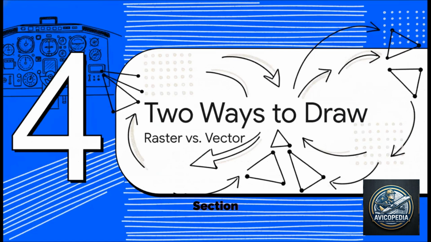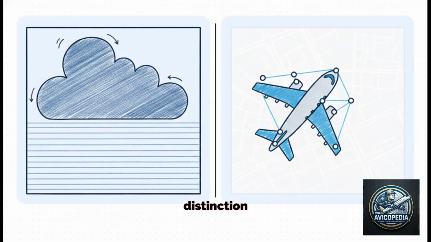Section 4. 2 ways to draw. Raster versus vector. This next distinction is absolutely crucial, especially when looking at how this tech was used in complex systems like aviation equipment. The technique we've been talking about up until now, that left-to-right line-by-line scanning, that's known as raster scanning. It's exactly what everyday television CRTs use. Raster is perfectly suited for quickly filling in large areas, like the backgrounds for an artificial horizon, a digital map, or a weather radar display.